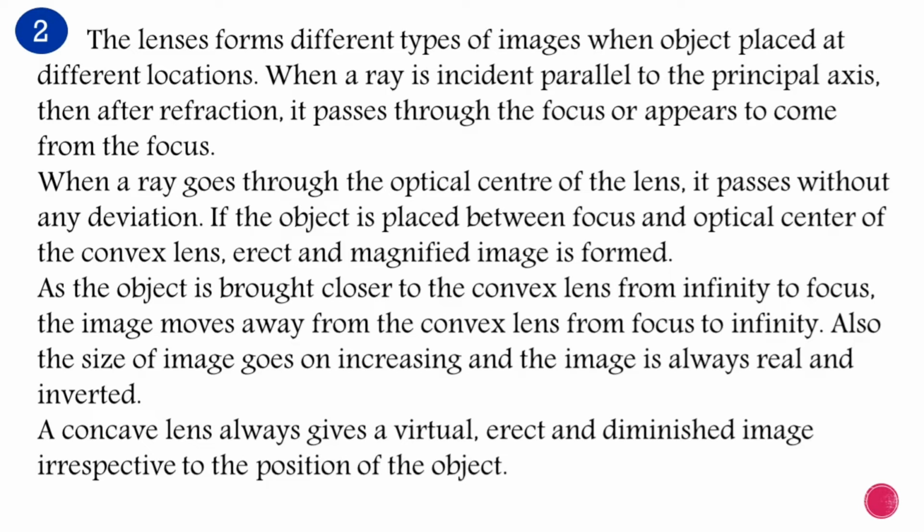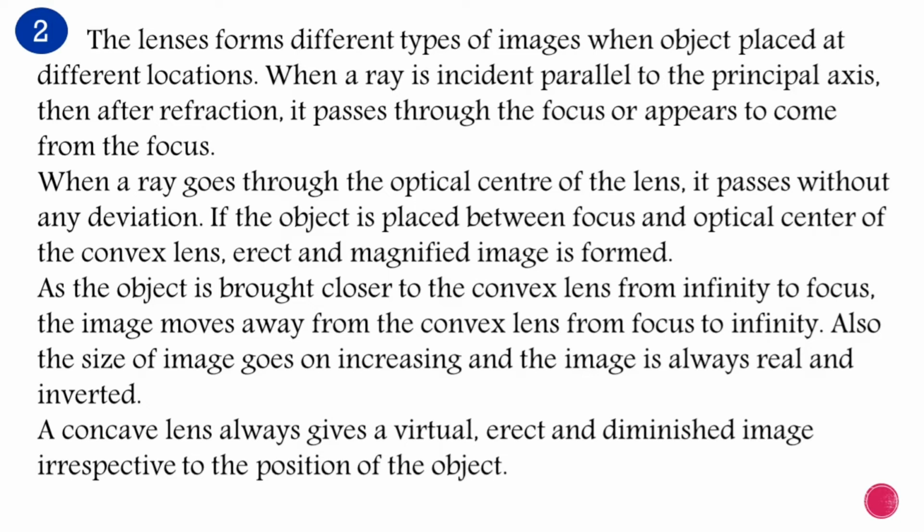If the object is placed between the focus and optical center of the convex lens, an erect and magnified image is formed. As the object is brought closer to the convex lens from infinity to focus, the image moves away from the convex lens from focus to infinity. Also, the size of the image goes on increasing and the image is always real and inverted. A concave lens always gives a virtual, erect and diminished image irrespective of the position of the object. So this case study is basically based on lenses and their image formation. Now let's check the questions based on this case study.